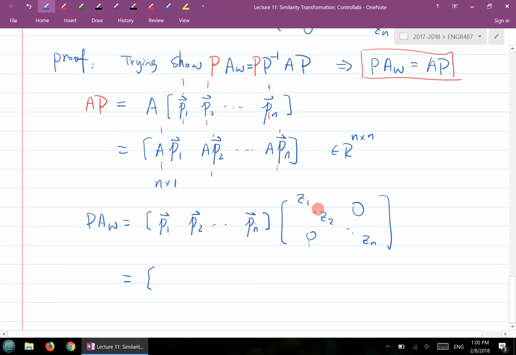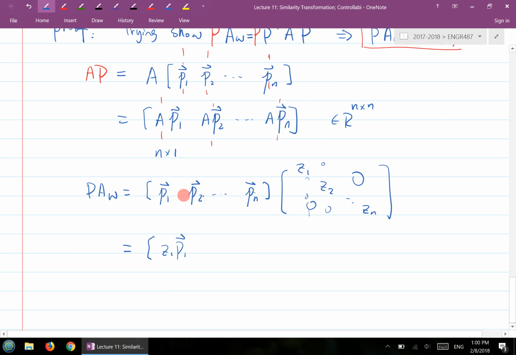But for each column here, this is all 0 here, right? And then this is 0, and then that's 0 here. So this first row times this column here ends up with what? Z1 times P1, right? And then this row times the second column here ends up with Z2 times P2. And they keep going until the end. You get a Zn times Pn.